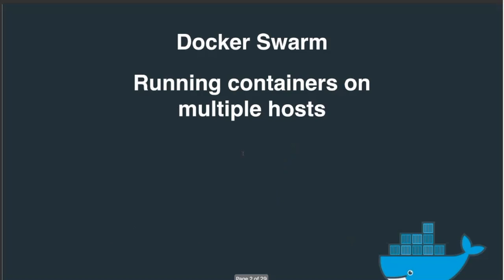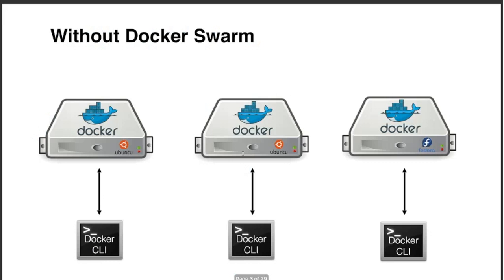So what is Swarm? Swarm is basically a simple way to run multiple containers on multiple hosts using the Docker native way. You don't need an external tool. You don't need to learn new tools or new CLI. It's everything from Docker. So let's have a small example.